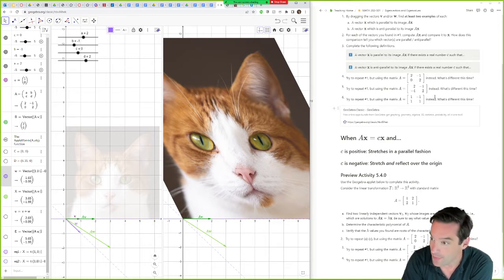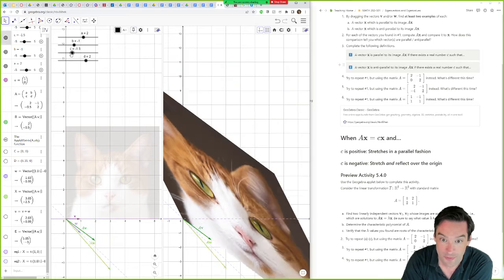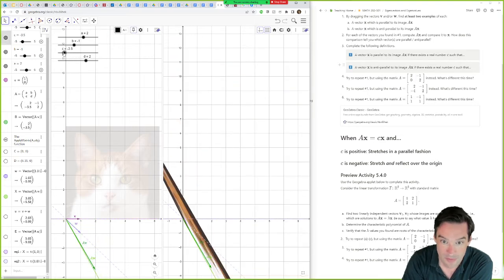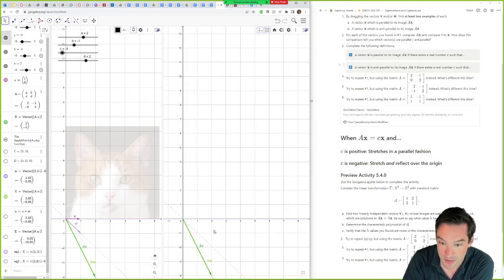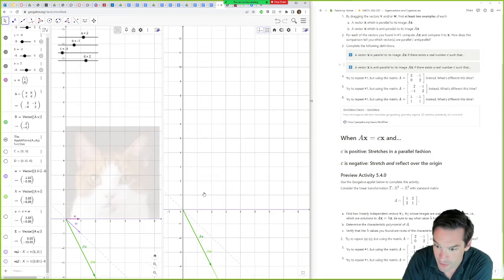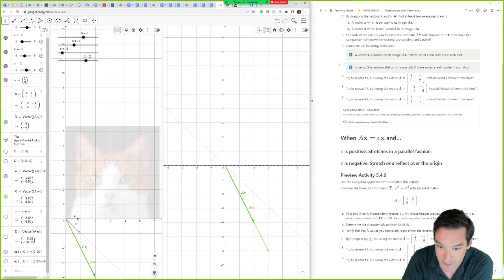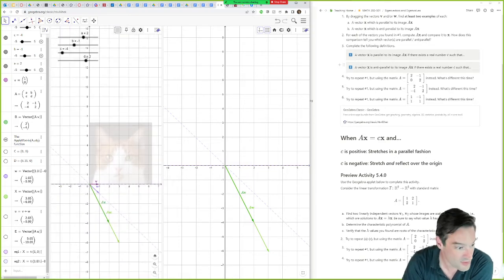So then in the third example, 2, minus 1, minus 4, 2. Dial that back here. 2, minus 1, minus 4, 2. Something very interesting has happened here. What did you say was the difference with this example?